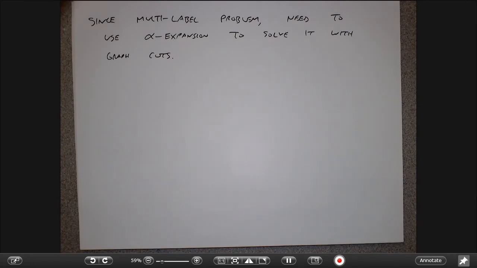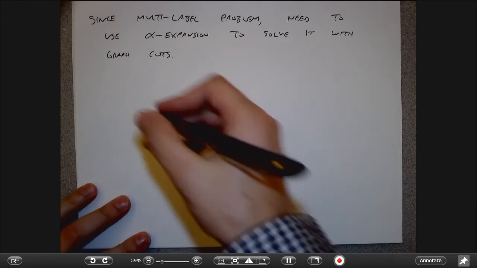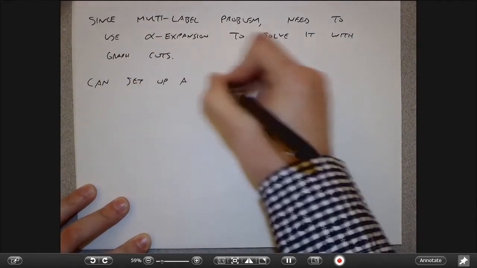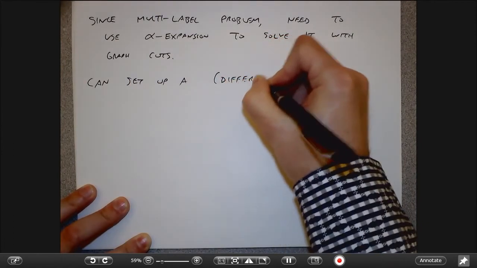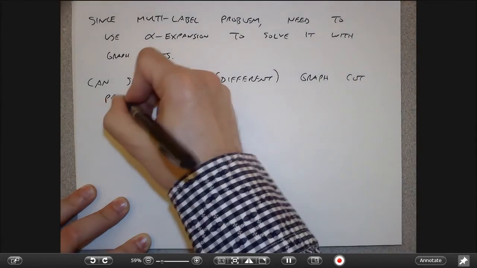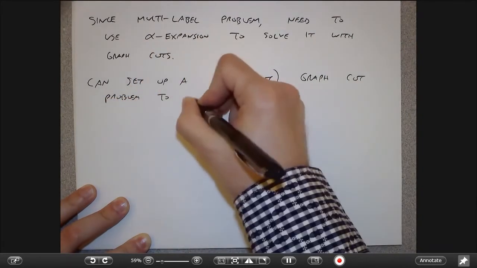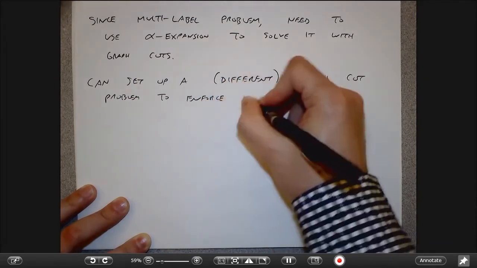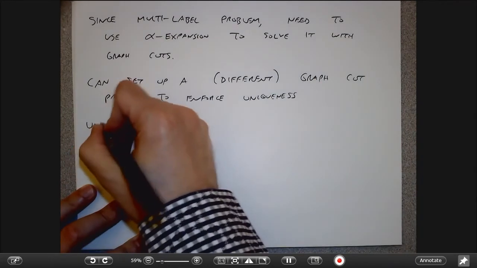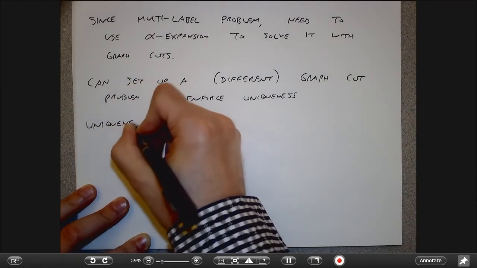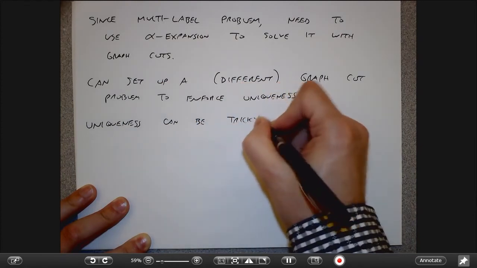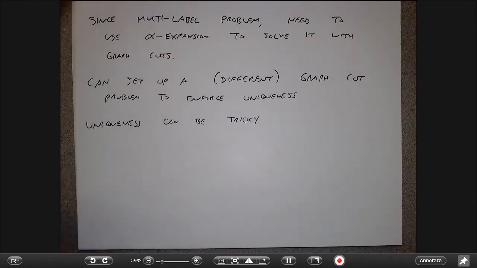Another thing to remember that's a little bit tricky is that, so let me just say, you can set up a different graph cut problem to enforce uniqueness. But let me just say that uniqueness can be tricky, especially in stereo when you have discrete disparity labels.